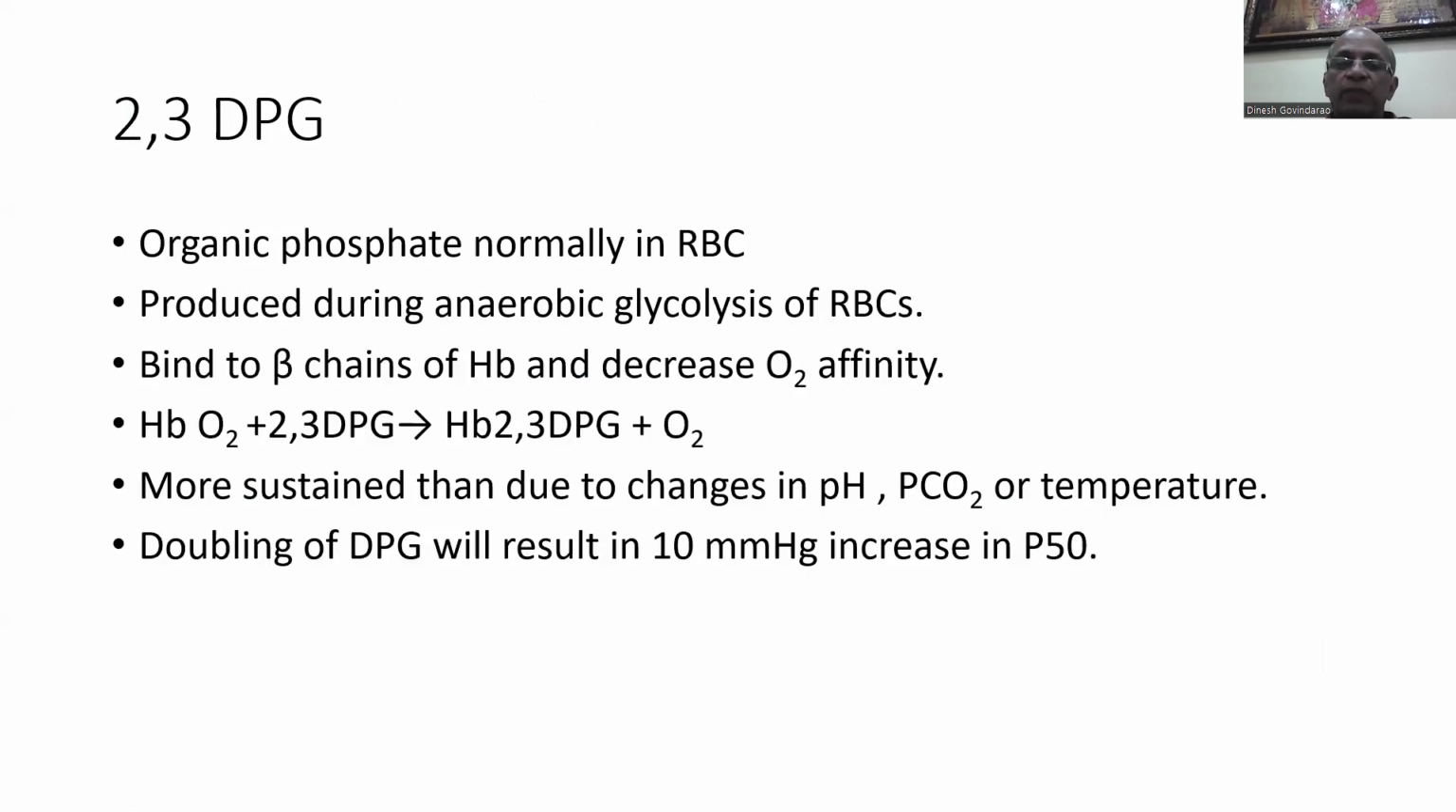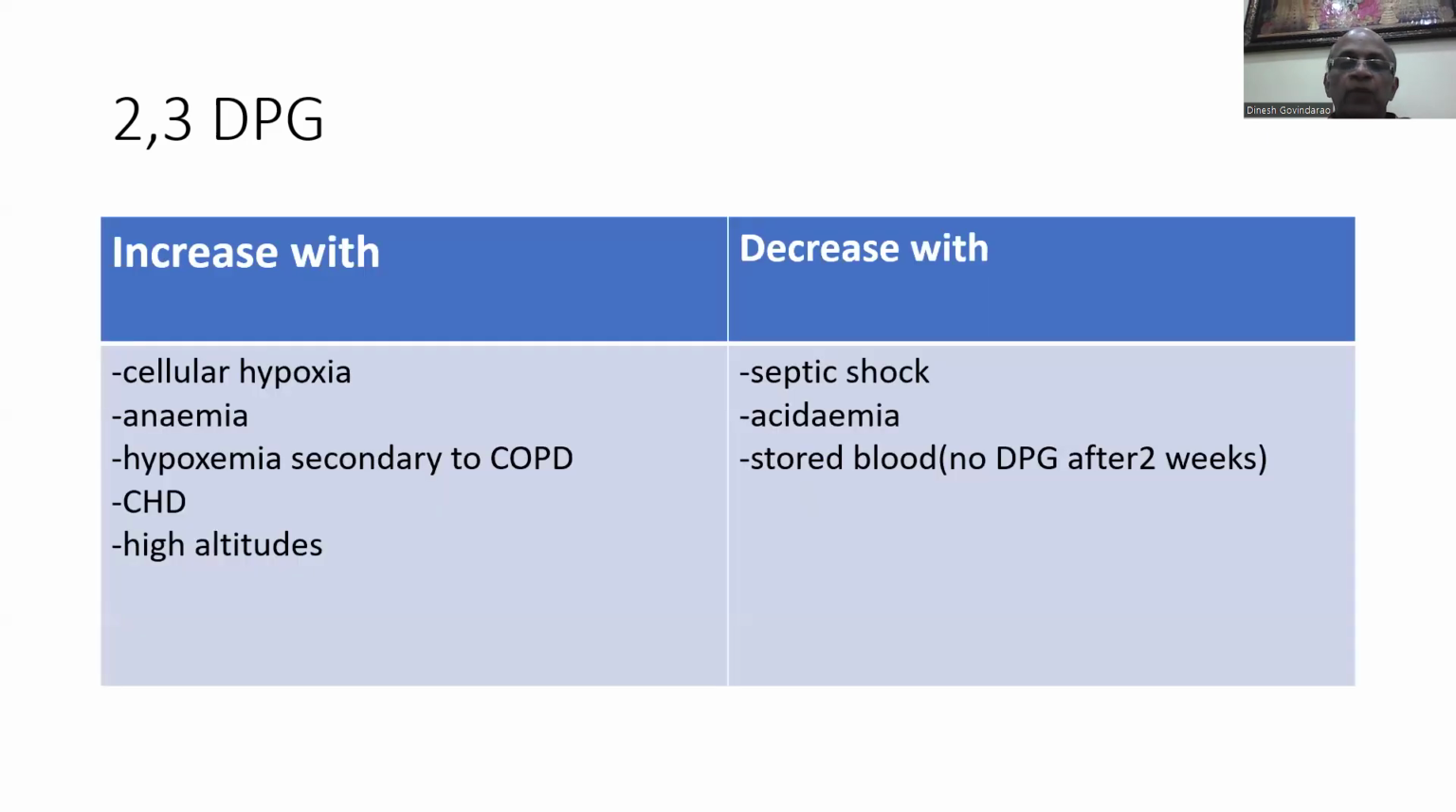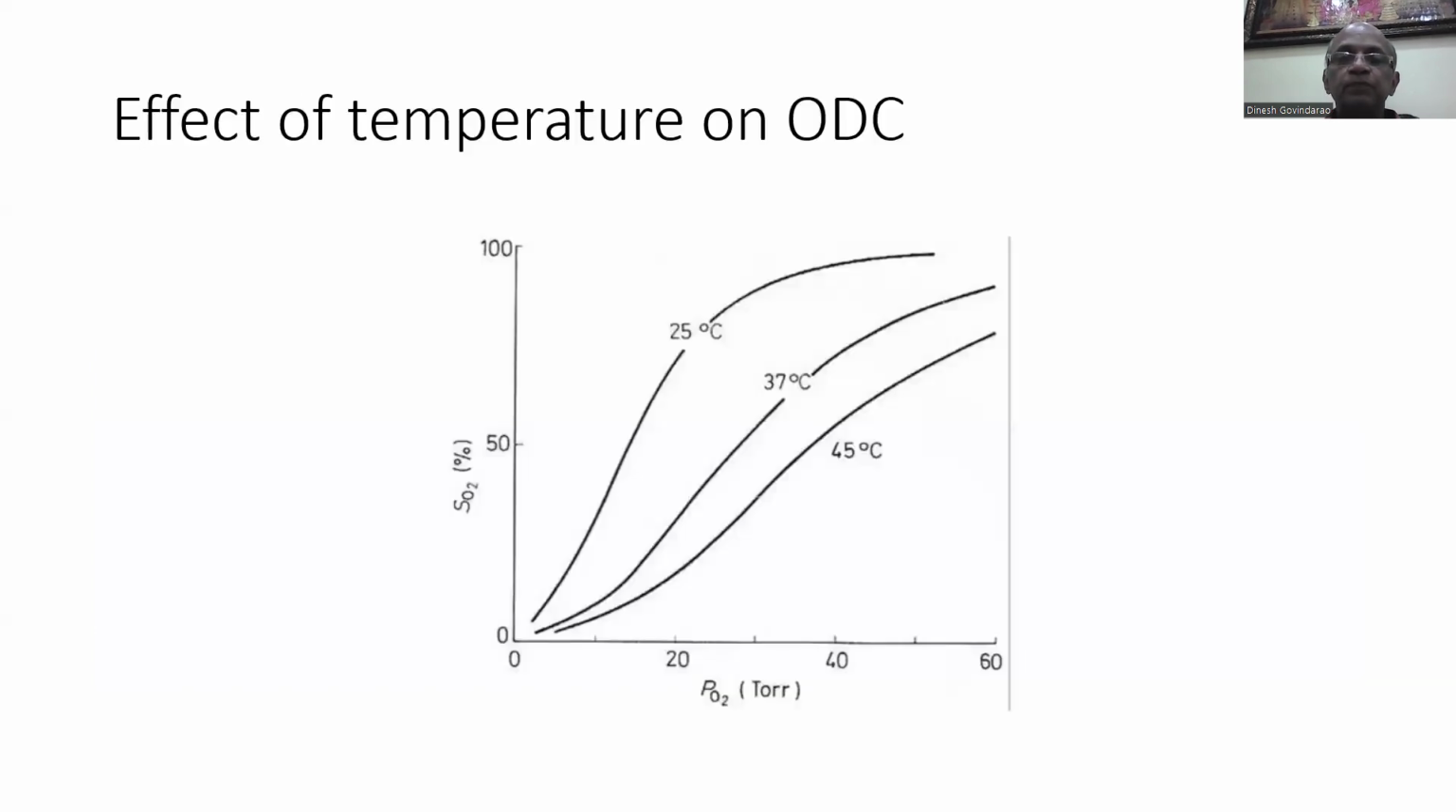2,3-DPG binds to the beta chains of hemoglobin and decreases the oxygen affinity. So the changes due to 2,3-DPG in the ODC are more sustained than due to pH, PCO2 or temperature. 2,3-DPG increases in anemia, congenital heart disease, high altitudes, and any cellular hypoxia or hypoxemia secondary to COPD. In acidosis, septic shock, and in stored blood, 2,3-DPG levels are drastically less.